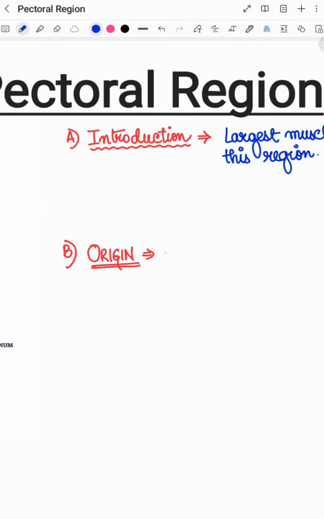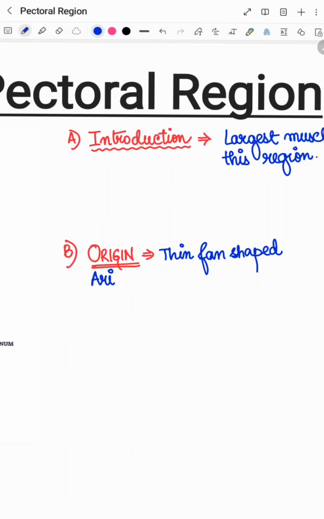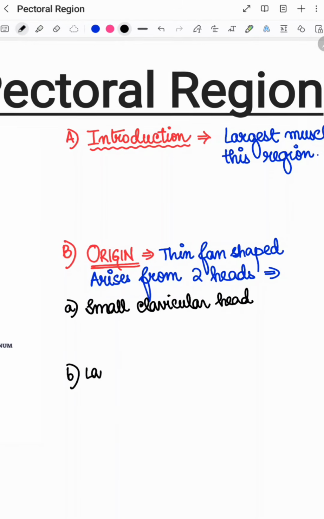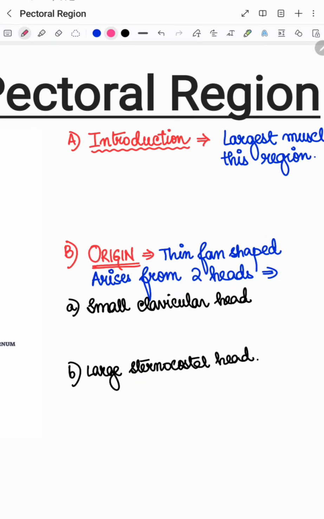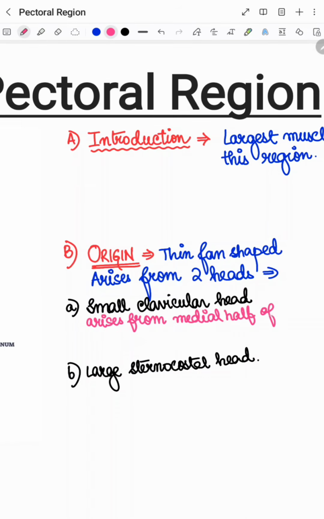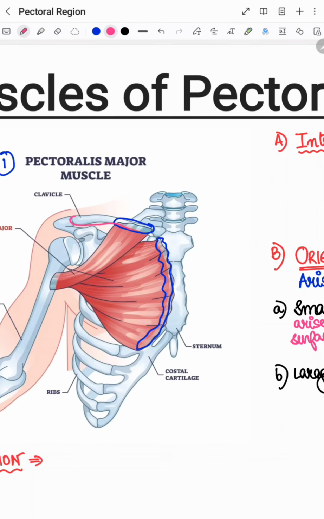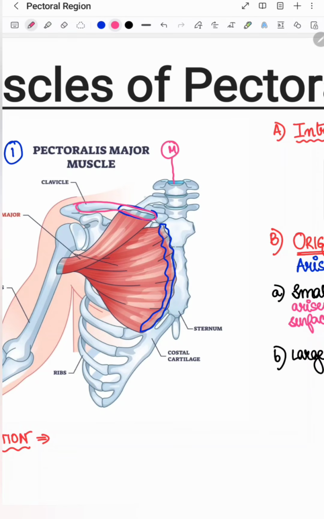The origin of the pectoralis major muscle is like a thin fan shape, and it arises from 2 heads. The first head is the small clavicular head and the second is the large sternocostal head. The small clavicular head arises from the medial half of the anterior surface of the clavicle. Now see, this is the clavicle bone, this is the sternum, that means this is the midline. Anything towards the midline is medial, whereas away from the midline is lateral. So what we can see is that towards the medial, on the anterior surface, we are getting the clavicular head of the pectoralis major muscle.